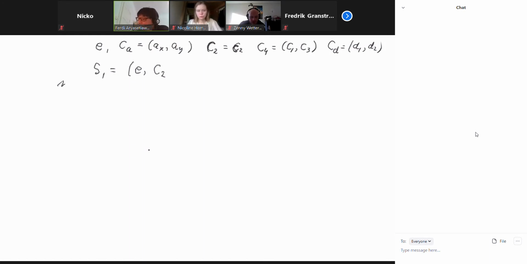So this gives me an invariant subgroup, like for example this one here. The unit element, C2 and C4, that forms an invariant subgroup. Is that clear? Yeah. If you have something that is not clear, just raise your hands or just say something. Yes. So this is an invariant subgroup here.